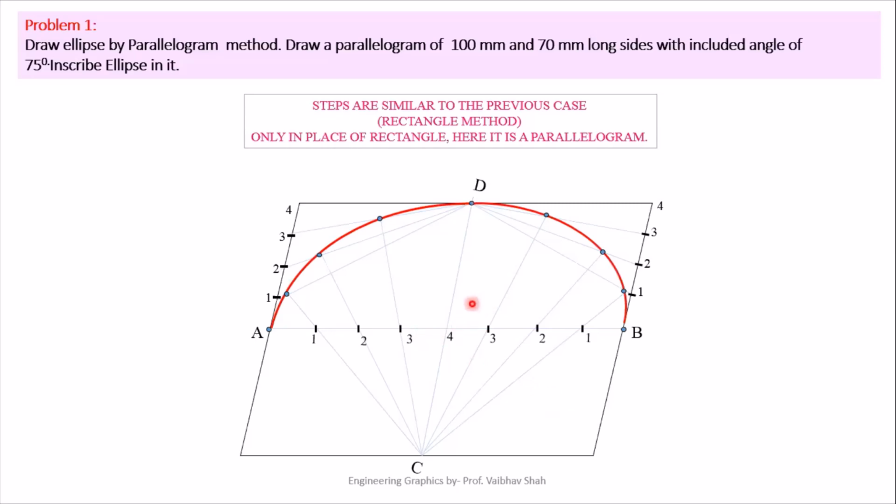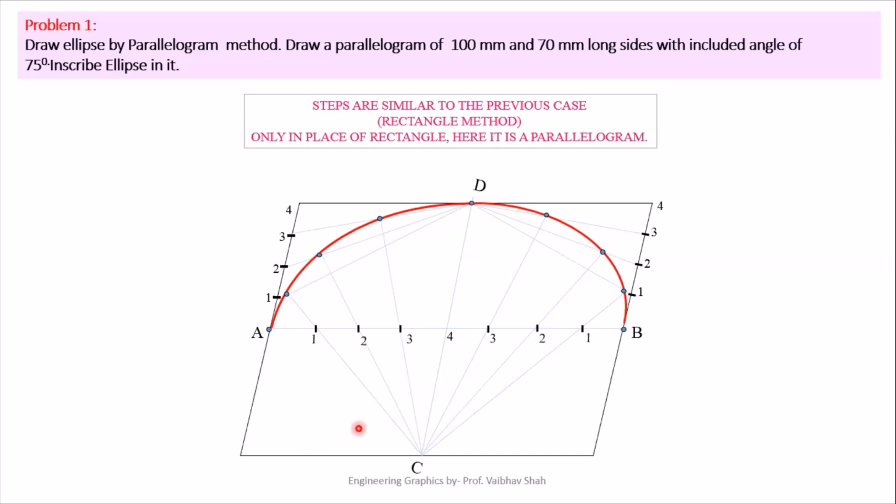ellipse. Now, after that, if you want to draw the ellipse in these two rectangles, we need a shortcut method. Because if you repeat these rectangle method steps in the third and fourth rectangles, it takes too much time. So let me teach you one shortcut method, or the fastest method.